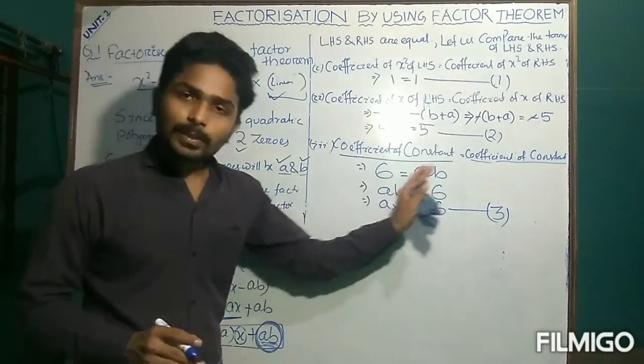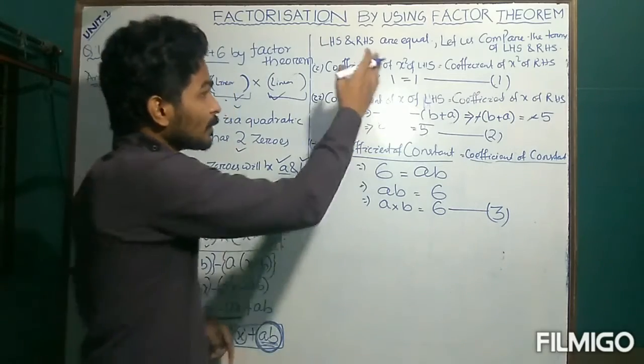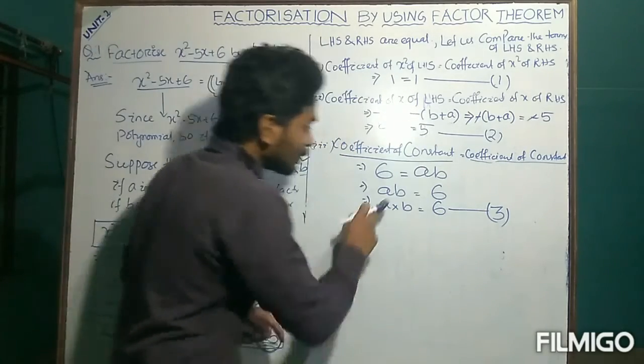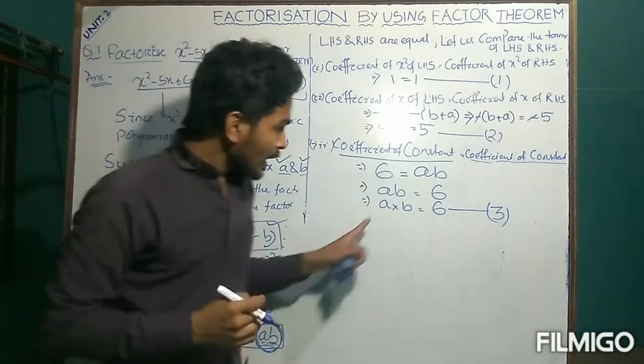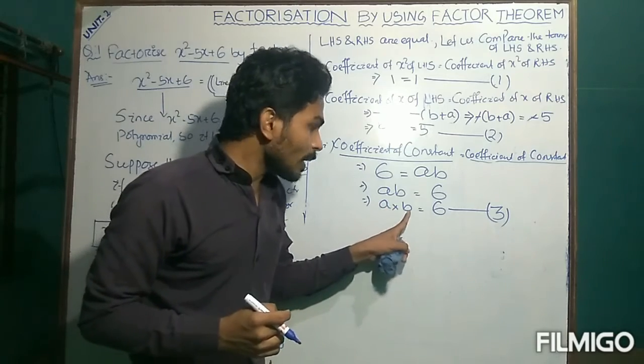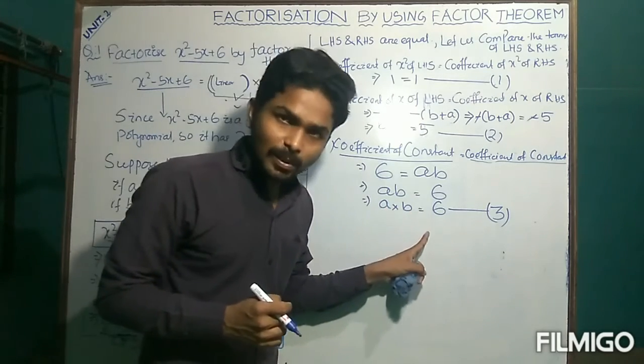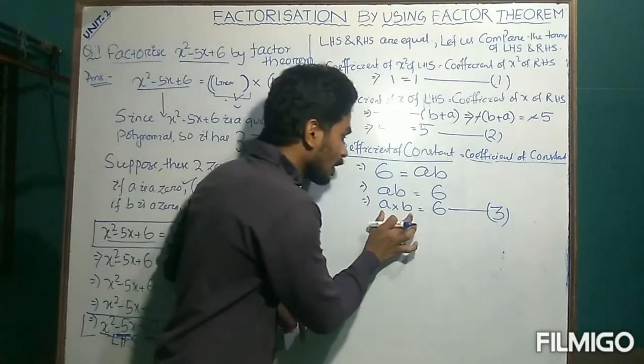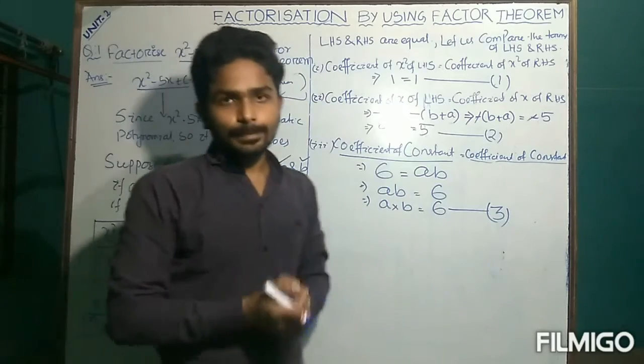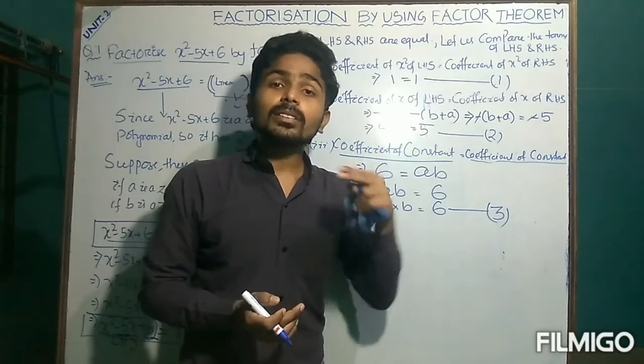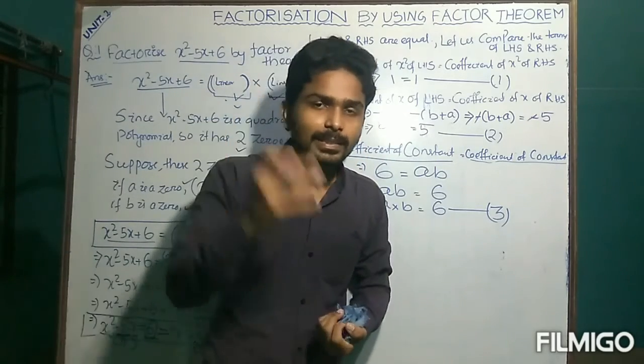Okay, so let us take this as equation 3. Now from equations 1, 2, 3 it has been completed. From equation 3 we can get the product of two numbers, A and B, the two zeros. That means the product of any two zeros is 6, the two numbers whose multiplication is 6.